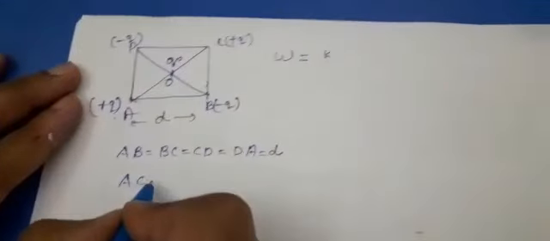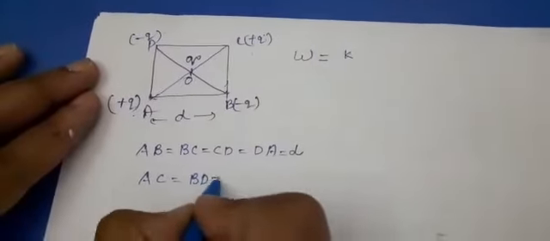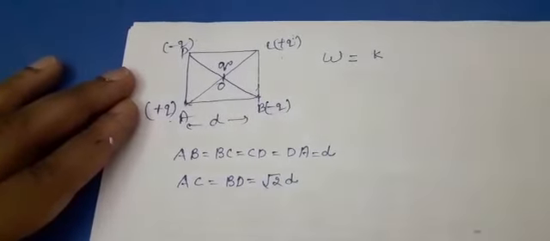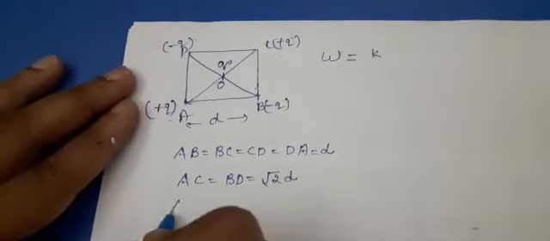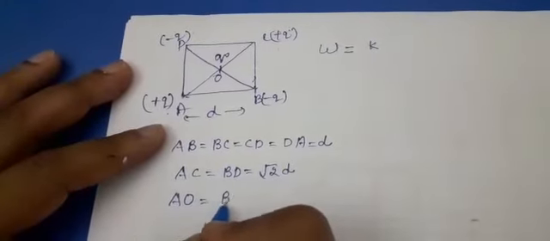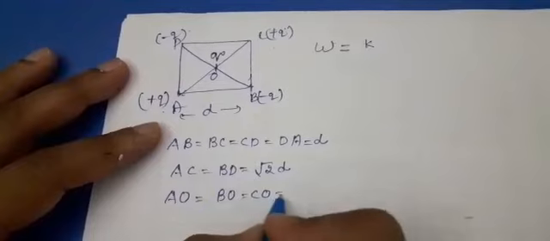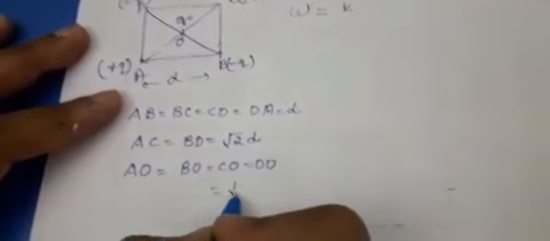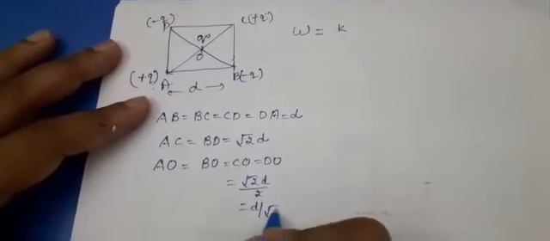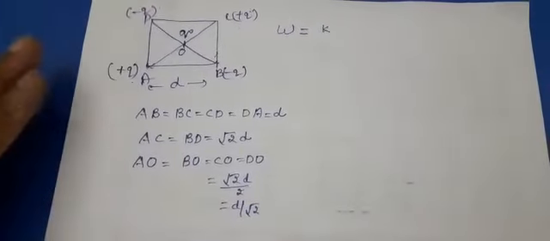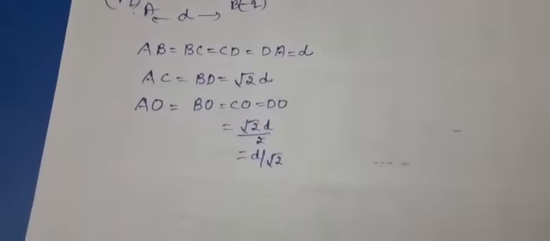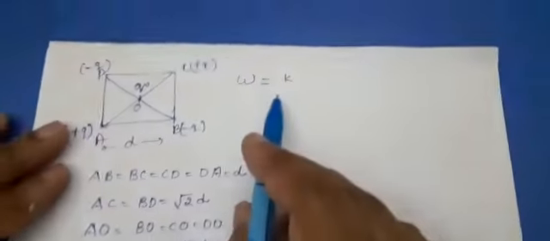Now AC and BD, by Pythagoras theorem, come out to be root 2 D. And the distance from the center, that is AO, BO, CO, DO, will come out to be root 2 D upon 2, that is D upon root 2. We have done this so that we can easily use it in the numericals. Now coming to the potential energy.